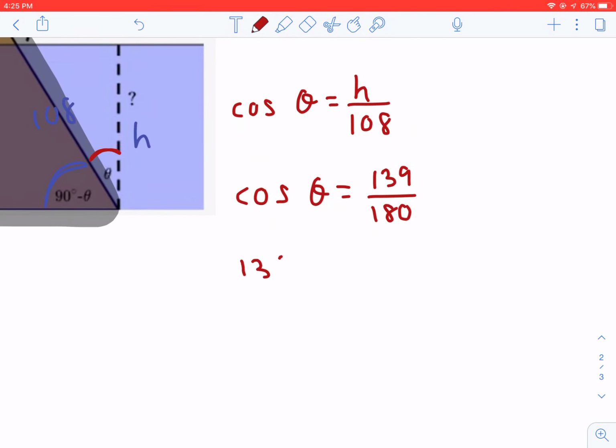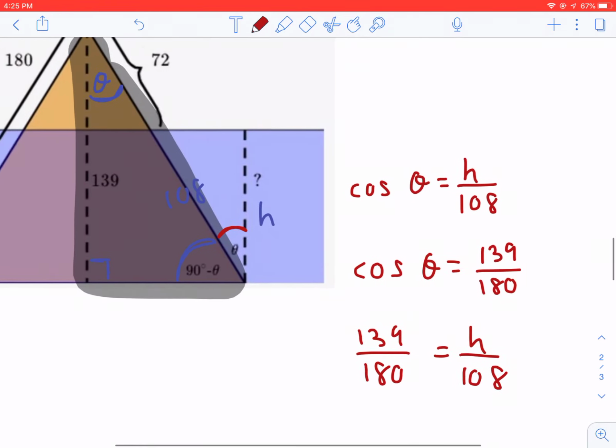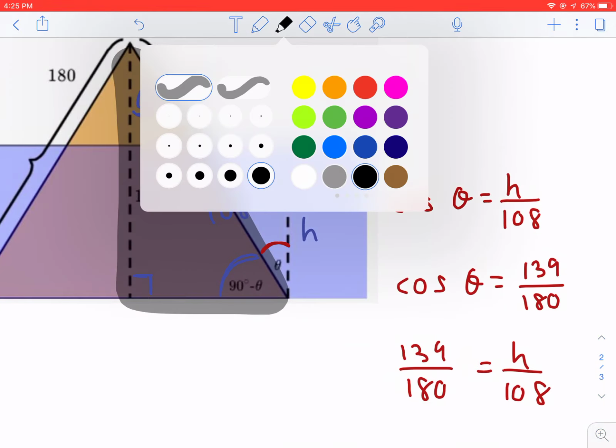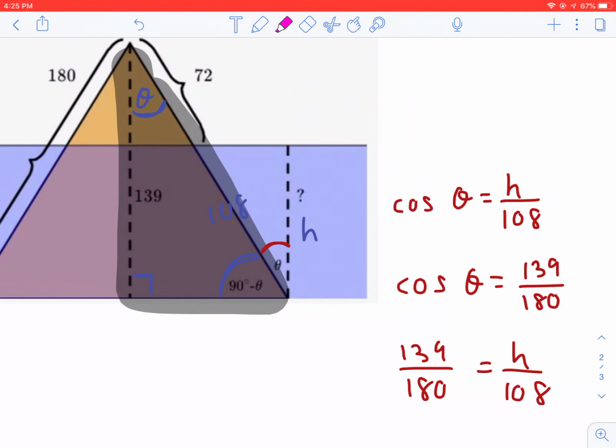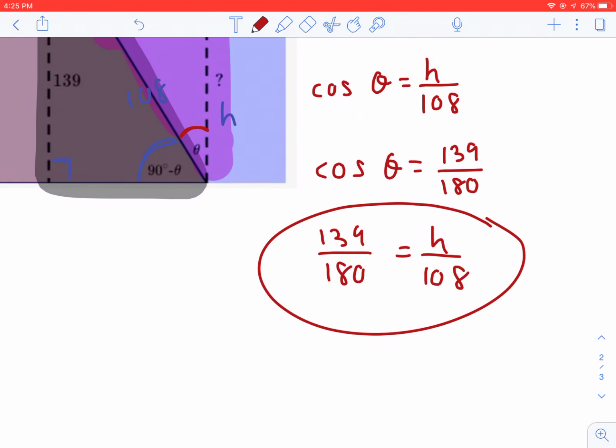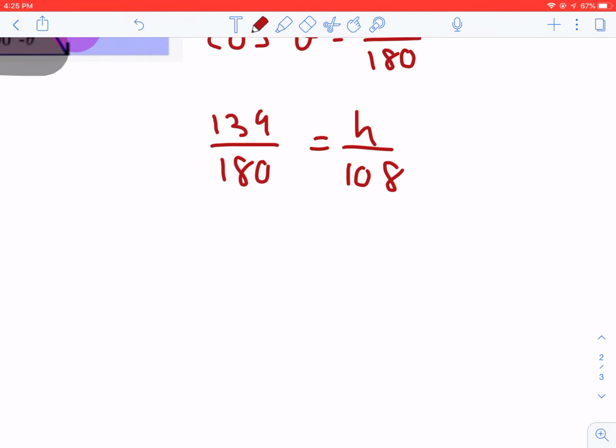You can say 139 over 180 equals h over 108. Alright, this problem we could have done just using similar triangles. We could have shown that these two triangles were similar, this pink one and the black one, by angle, and then we could have just done CSSTP, corresponding sides in similar triangles are in proportion. Simple proportion, you get the same thing here. And cross multiplying now and solving for h. Let's see what we get.